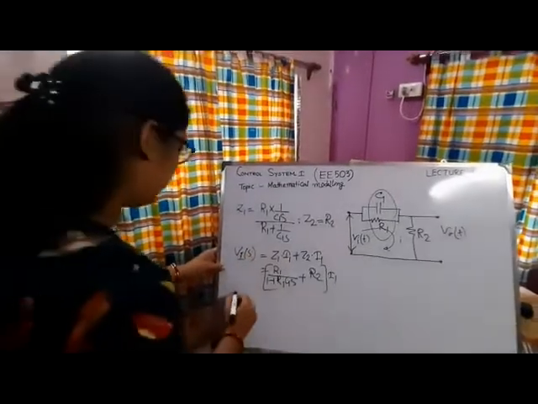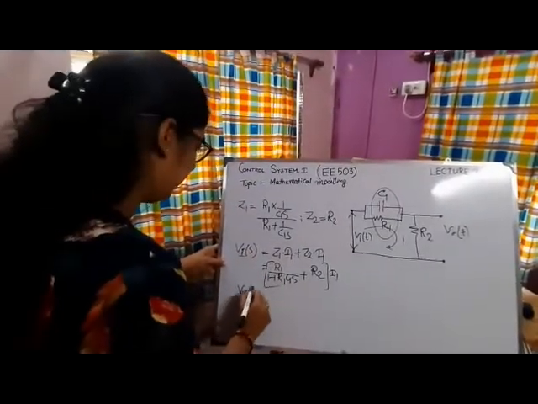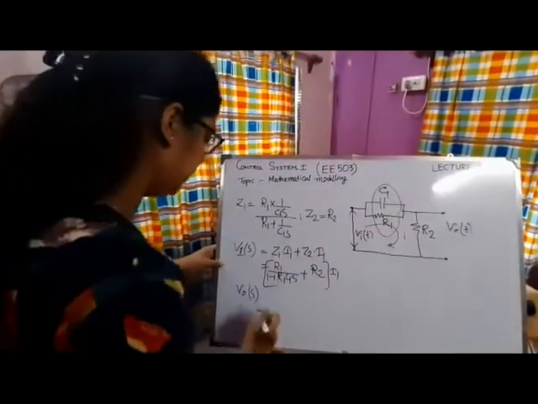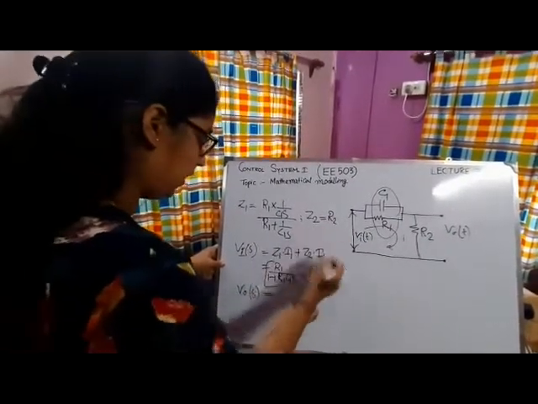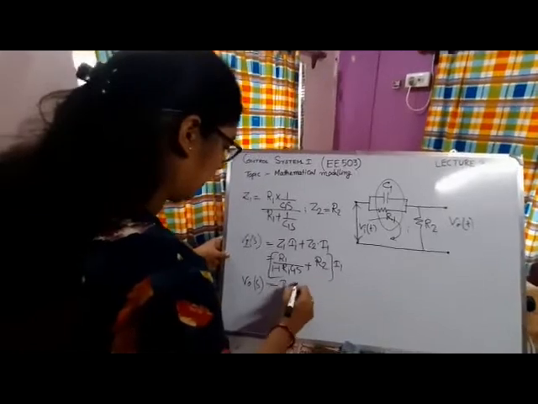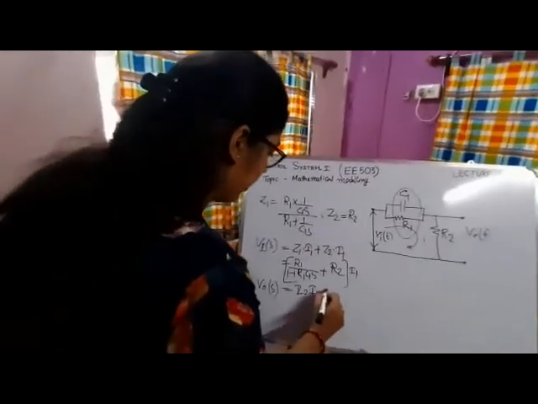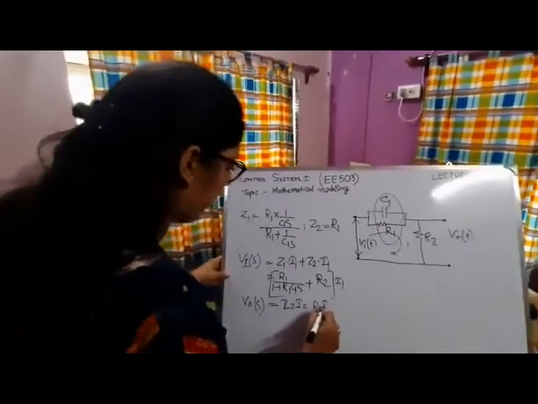Similarly, the output V_0 is taken across this resistance, so V_0(s) is equal to Z2 into I1, that is equal to R2 into I1.